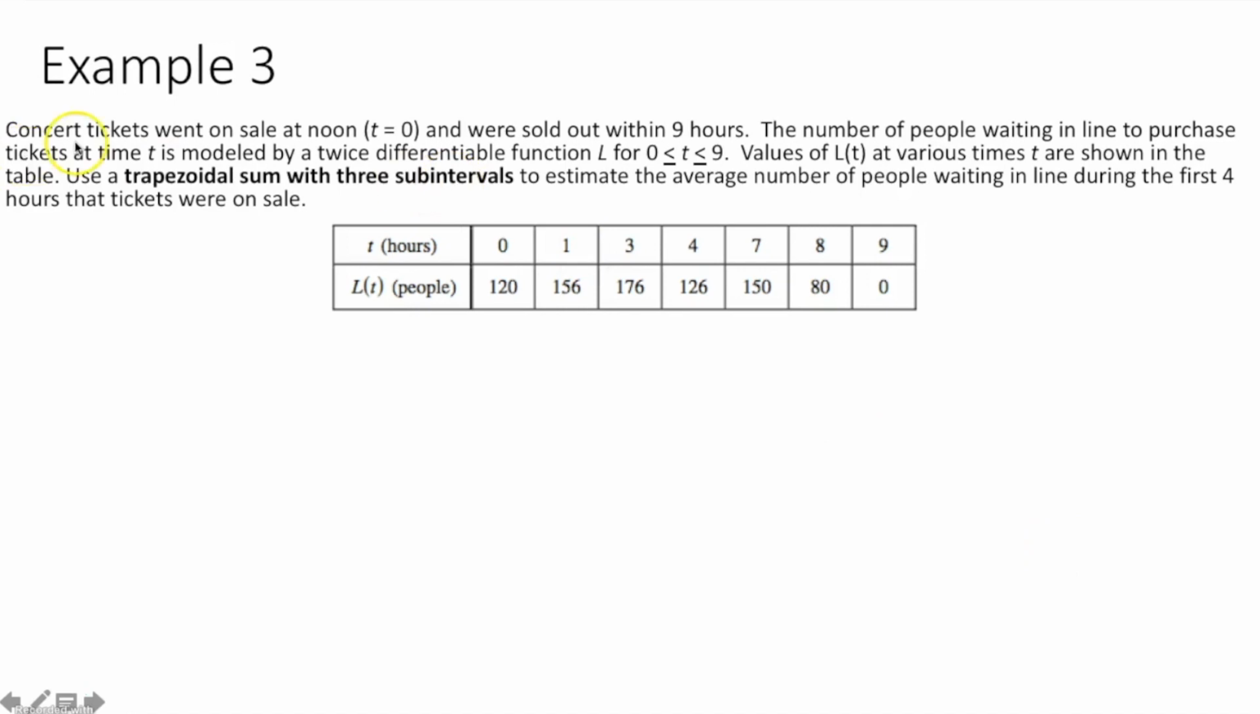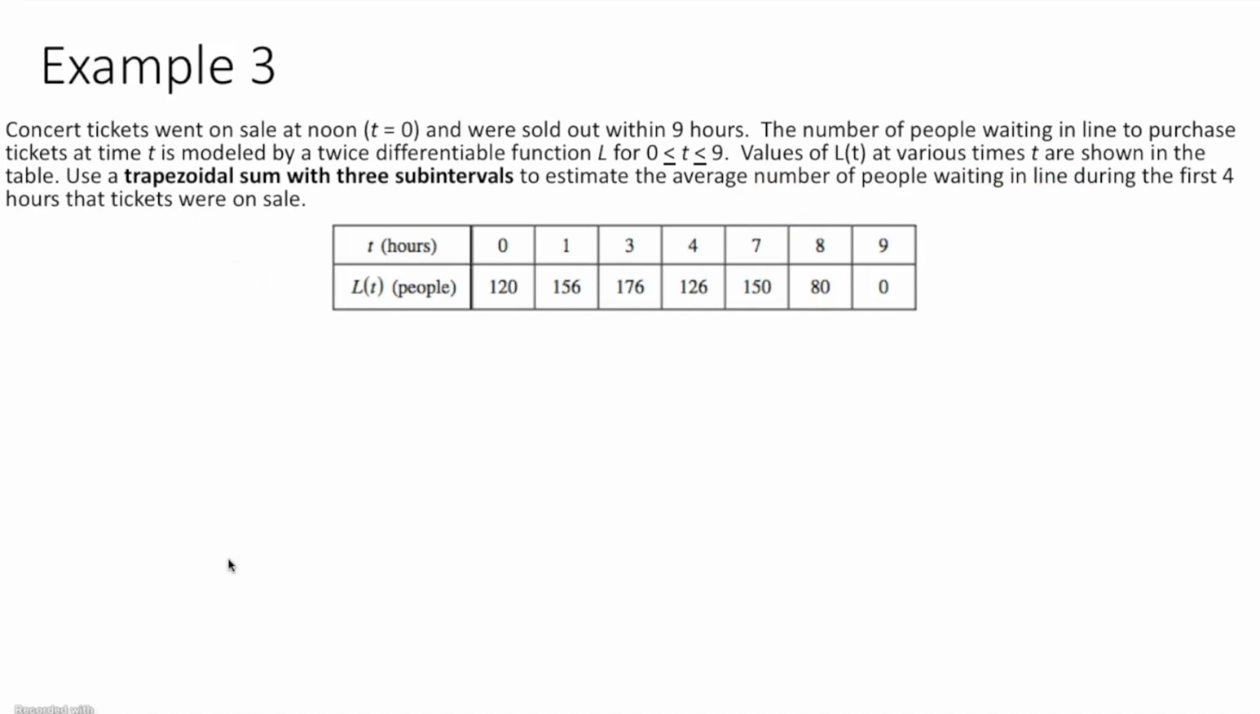Now, example 3 says concert tickets went on sale at noon, time t equals 0, and were sold out within 9 hours. The number of people waiting in line to purchase tickets at time t is modeled by a twice differentiable function L for 0 is less than or equal to t, which is less than or equal to 9. Values of L of t at various times t are shown in the table. Use the trapezoidal rule and 3 subintervals to estimate the average number of people waiting in line for the first 4 hours that the tickets were on sale.